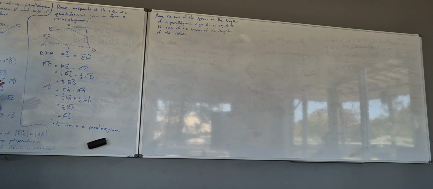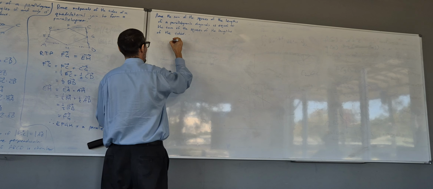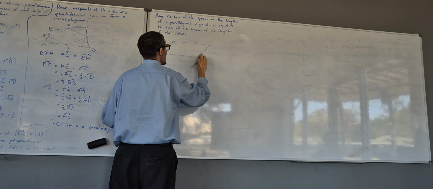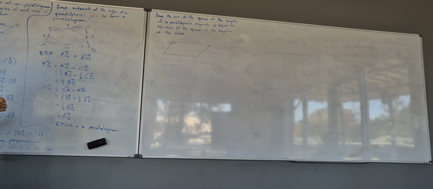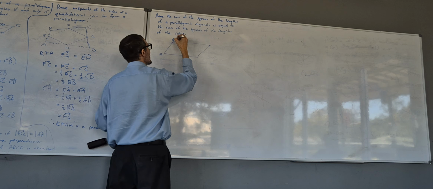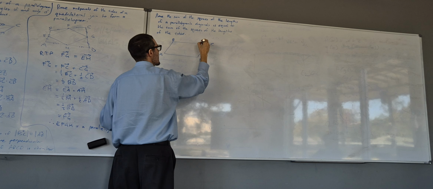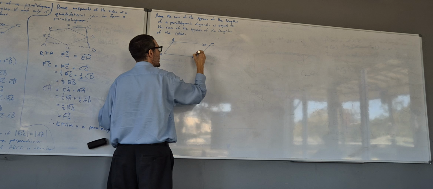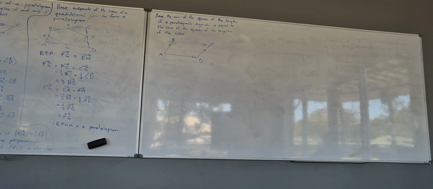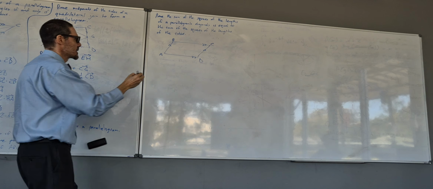It is a parallelogram, so draw a parallelogram. But don't make it a rhombus, don't make it a rectangle, just a parallelogram. A, B, C, D, parallel, parallel, parallel. The sum of the squares of the lengths of the diagonals, I better draw the diagonals in.